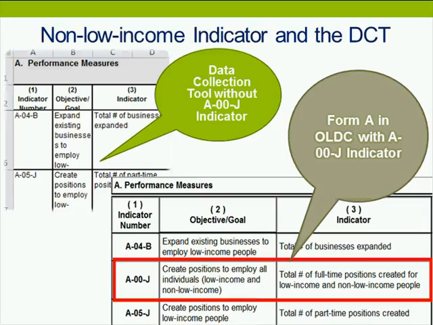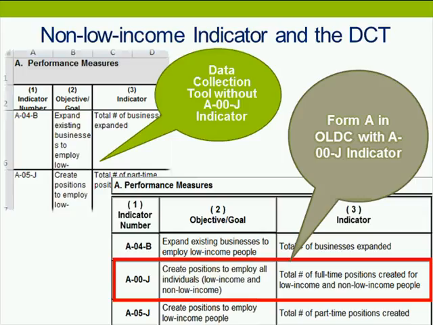The one indicator that is not specific to low-income individuals asks for the total number of positions created for low-income and non-low-income people. This indicator was added to the PPR starting in September 2014. It's indicator AOOJ in Form A of the online PPR.